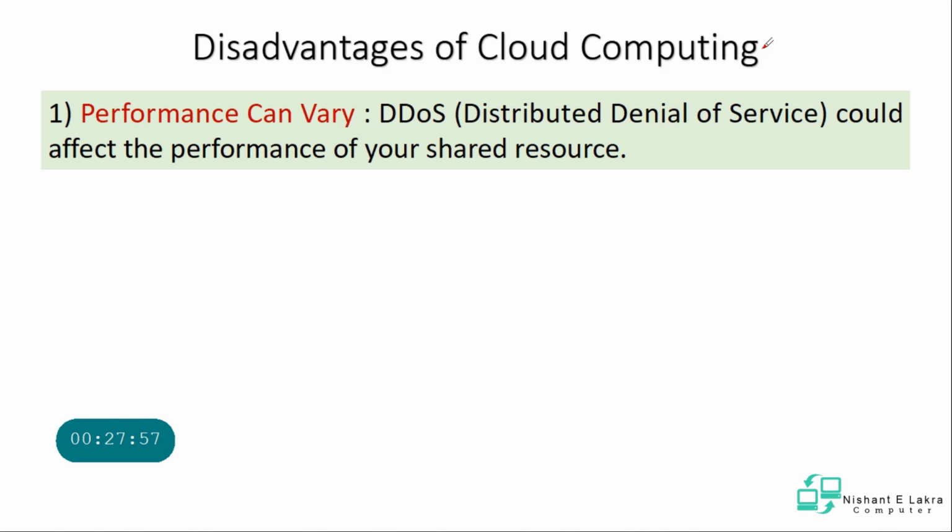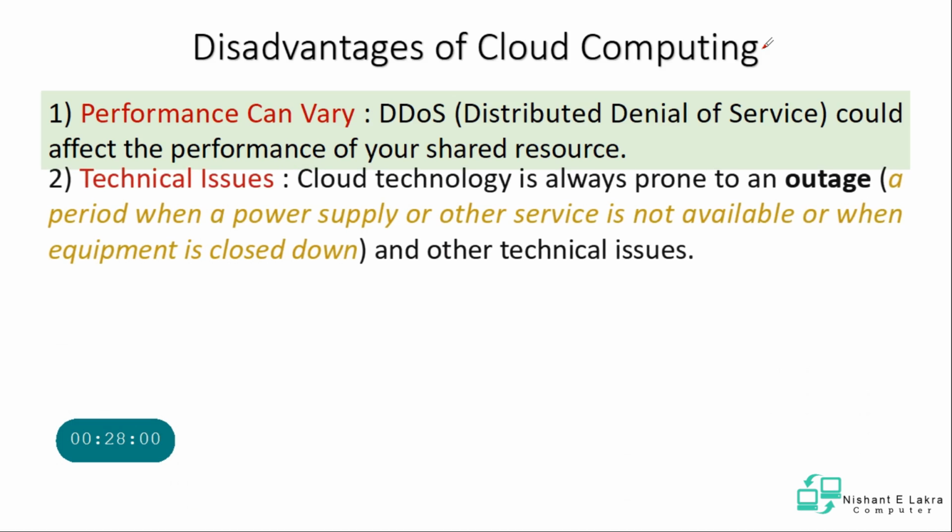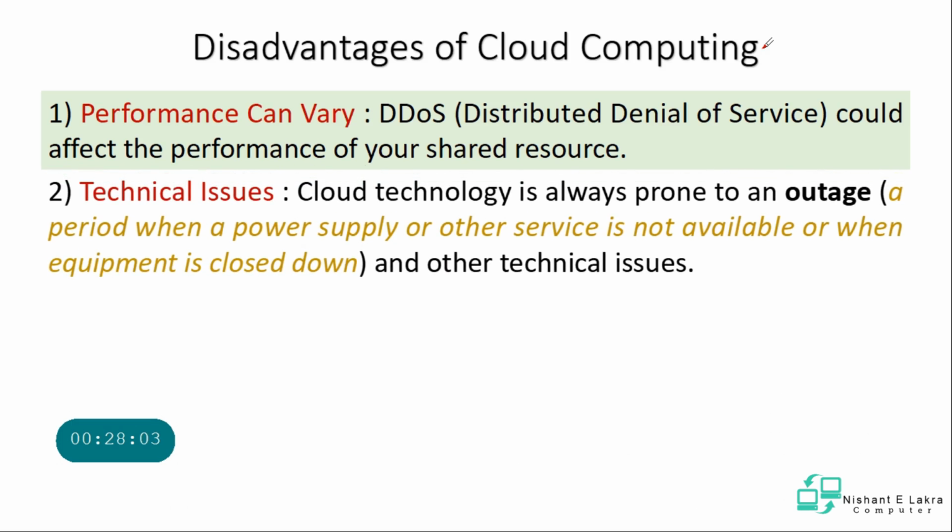The second disadvantage is technical issues. Now, cloud technology is always prone to an outage. Now, what is this outage? You can see on your screen, I have put the meaning of outage. It is a time or a period when a power supply, electricity supply or other service is not available, or when equipment is closed down. So this is a technical issue, and cloud technology is always prone to an outage and other technical issues. But if there is no problem, cloud computing runs very well.